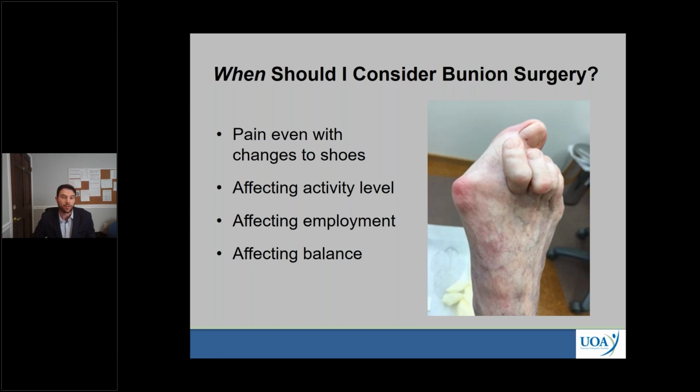Even some folks tell me that it makes it difficult to do their job, whether it's climbing ladders or whether it's doing a lot of walking at work. So that's certainly another good reason to think about a bunion surgery. Similarly, balance. We don't want anyone falling because the shape of their foot has changed so much that they feel like they're not steady on their feet.